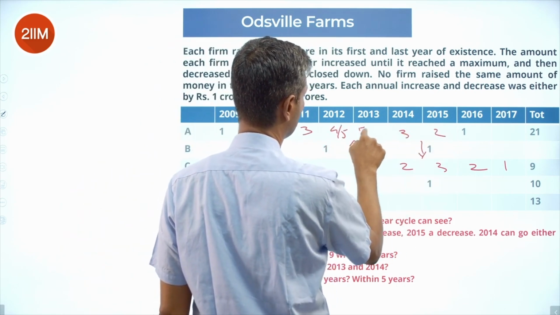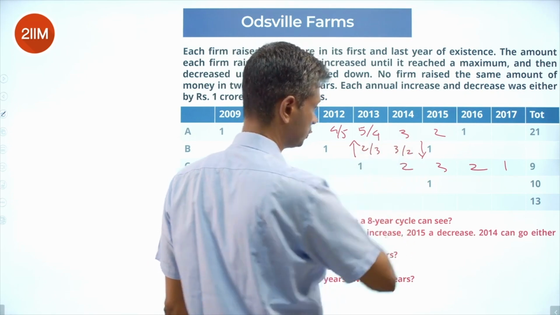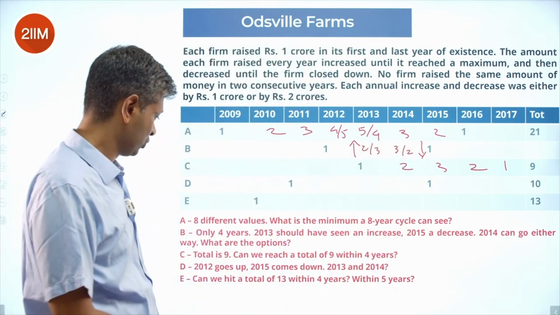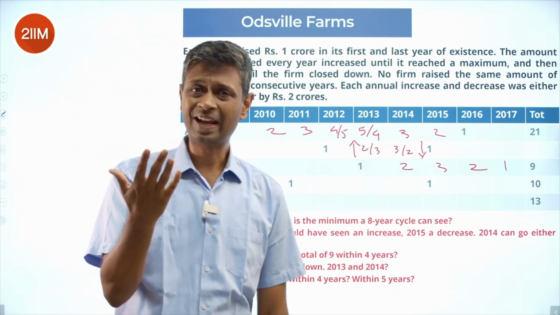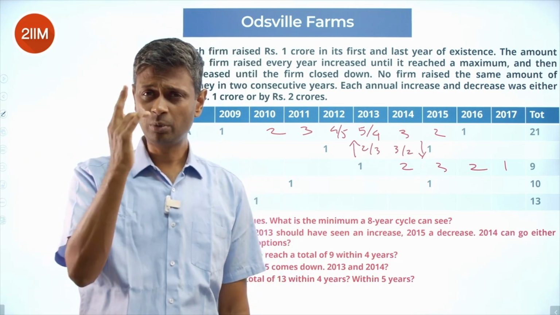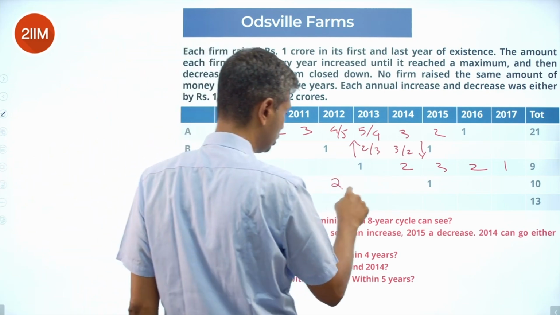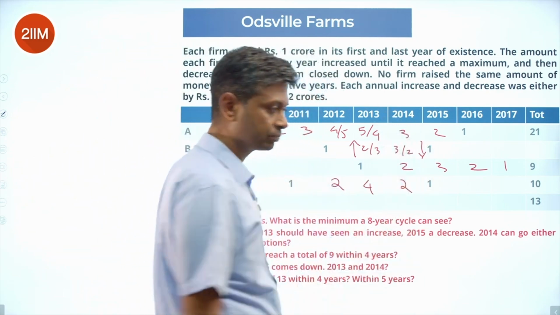4 slash 5, 5 slash 4. This is 2 slash 3, 3 slash 2. Adding up to 10. 1, 2, 3, 2, 1 adds up to 9. We need to go 1 better than this. We cannot start with 1, 3 or end with 3, 1. Then it will become 2 more. This has to be 1, 2, 4, 2, 1.